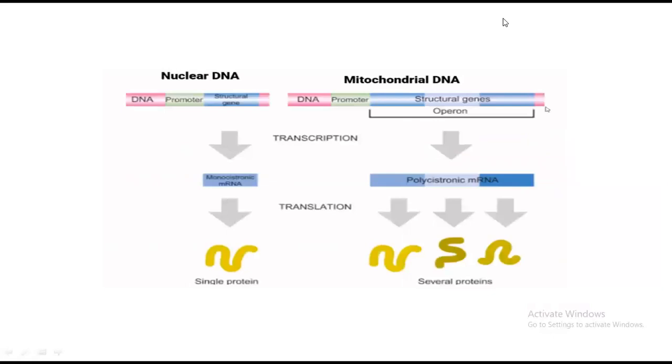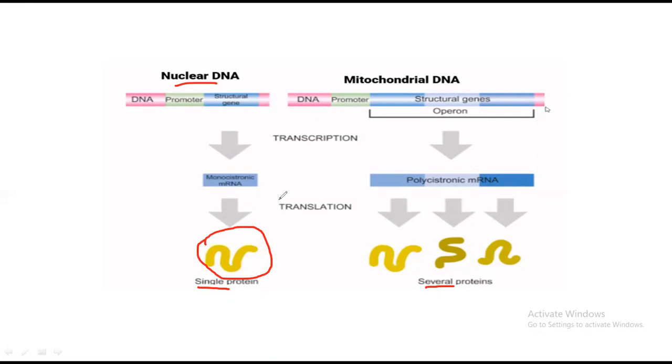The last difference is that the nuclear DNA is monocistronic, meaning that at a time one gene can be translated. A messenger RNA can translate, and when it is translated, it should produce a single protein. But in case of mitochondrial DNA, it is polycistronic, because a single messenger RNA can code for several proteins. So this is also a special difference. The nuclear DNA is monocistronic, meaning when the messenger RNA is produced after the transcription process, it can code only a single protein. So it is known as monocistronic.